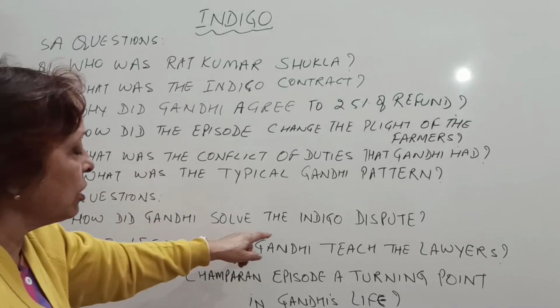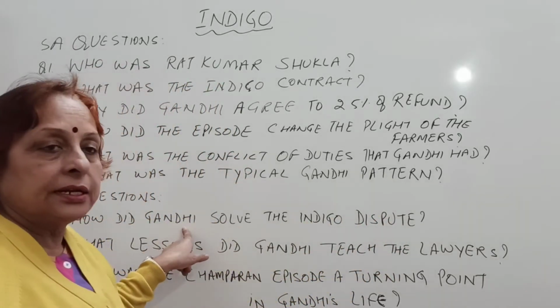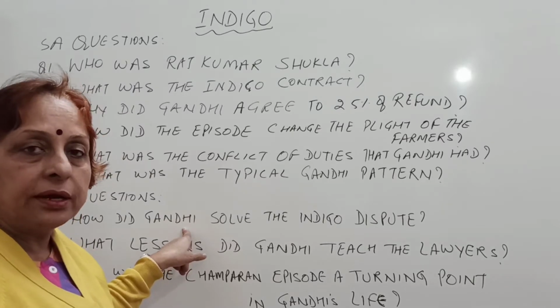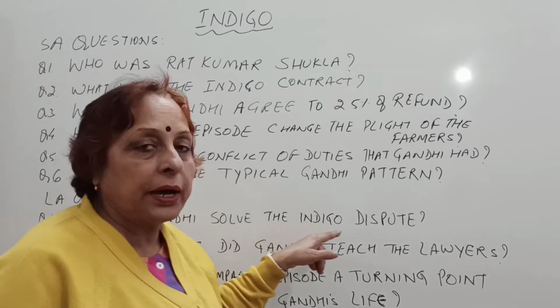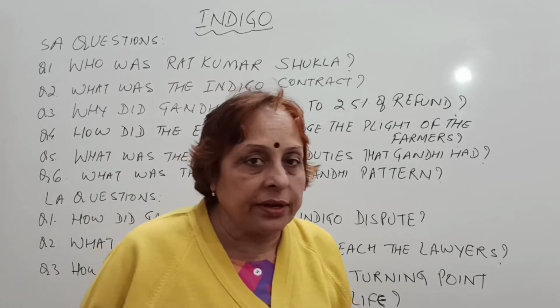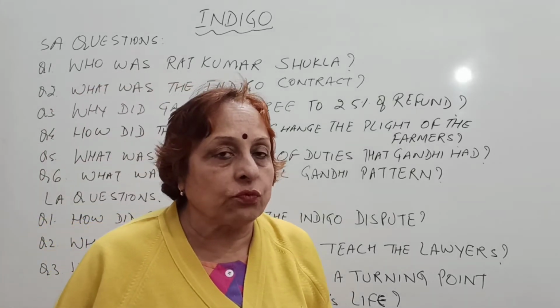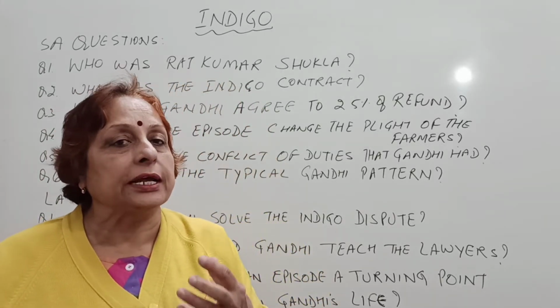How did Gandhi solve the Indigo dispute? In this we will have to give all the details: that Rajkumar Shukla went to Lucknow, met Gandhi and asked him to come to Champaran. When Gandhi gave him the date, and reached Champaran, he saw that the problem was really there. So first of all, Gandhi went to collect the facts.